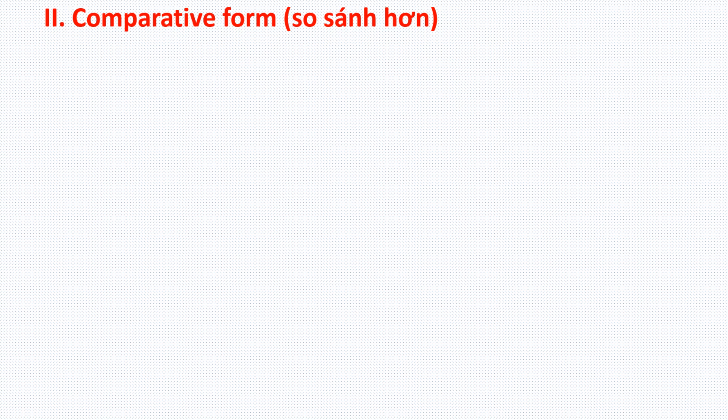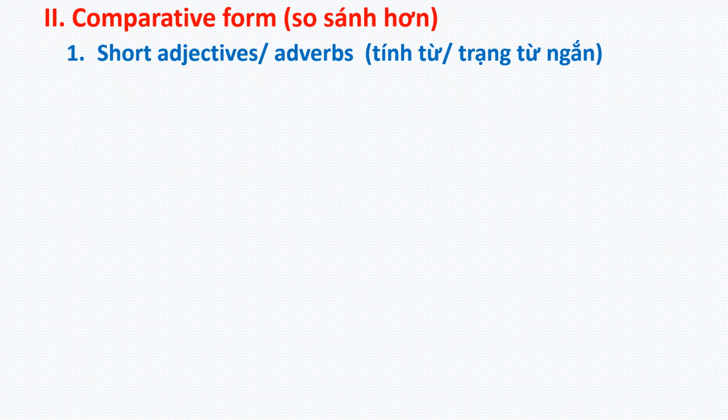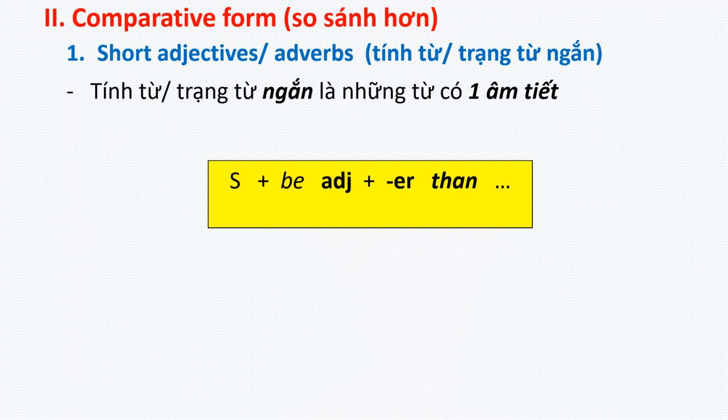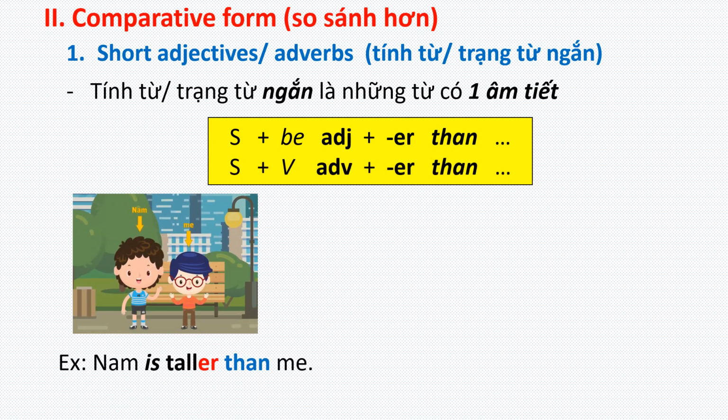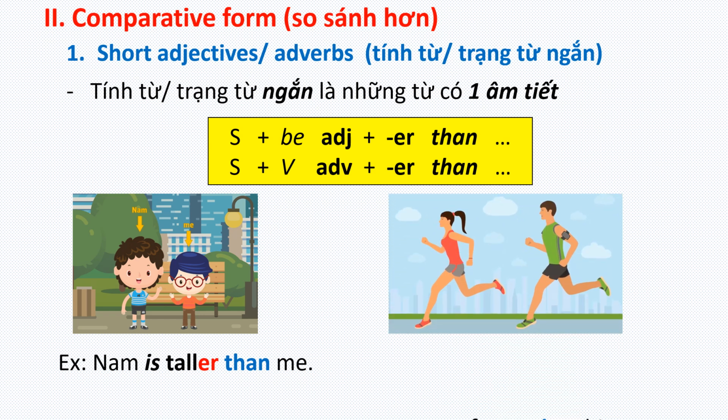Next, let's talk about comparative forms. We use comparatives to show differences between two things. For short adjectives, we add er to the adjective. For example, Nam is taller than me. I run faster than him.